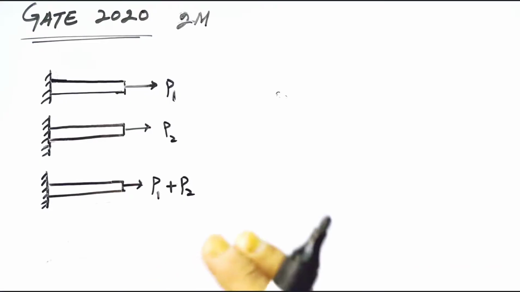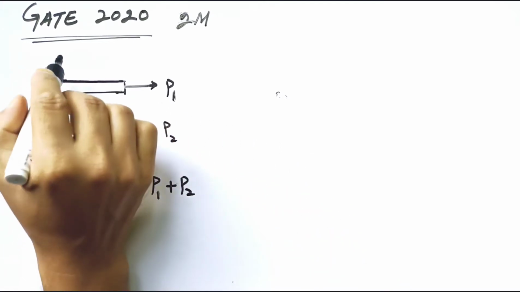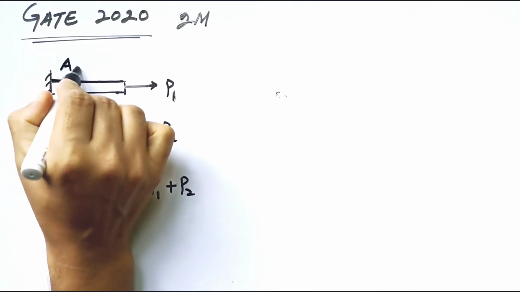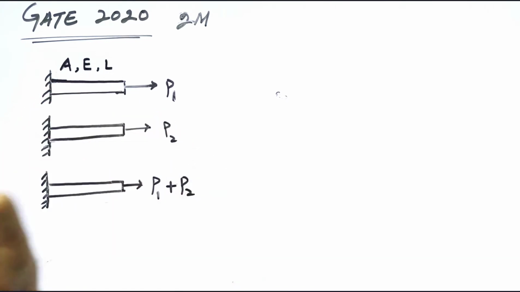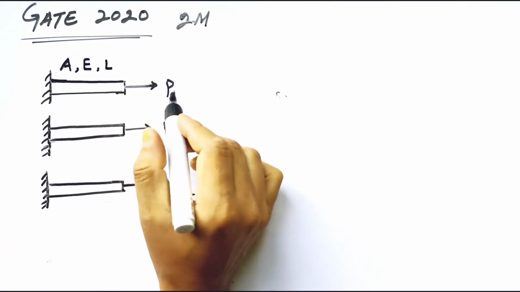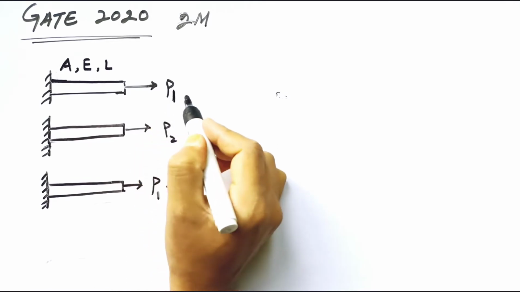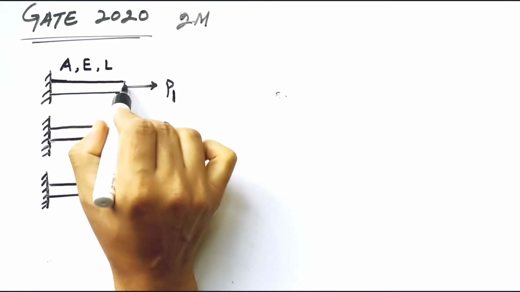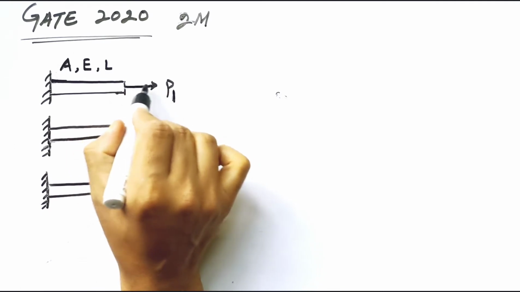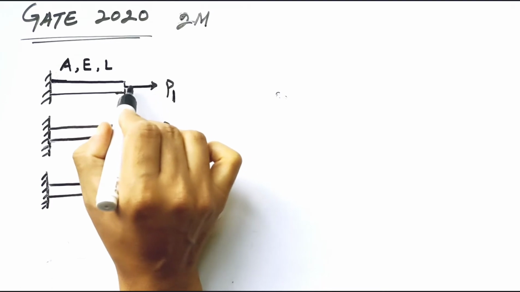Guys, in this question, we have a bar of cross-sectional area A, elasticity modulus E and length of bar, let it be L. Now an axial force. What do you mean by axial force? The force which is applied along the axis of the bar. Now the nature of this force is tensile because it is away from the bar, right? It's stretching the bar.